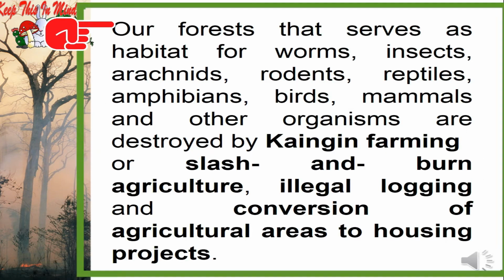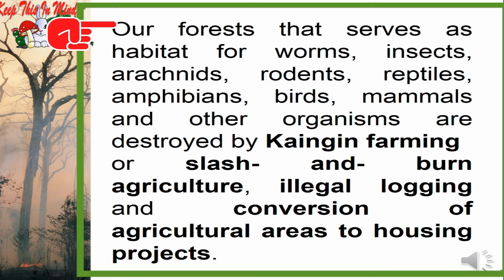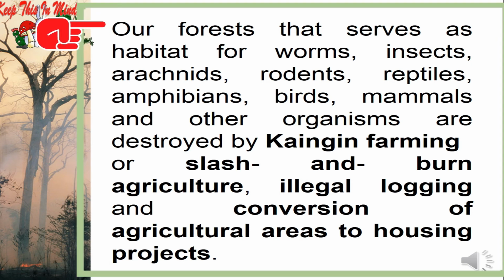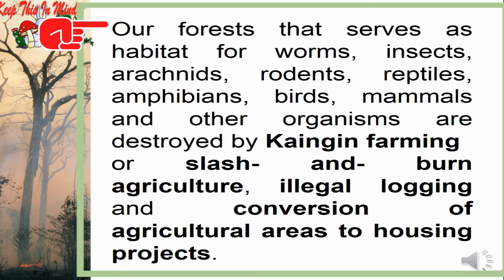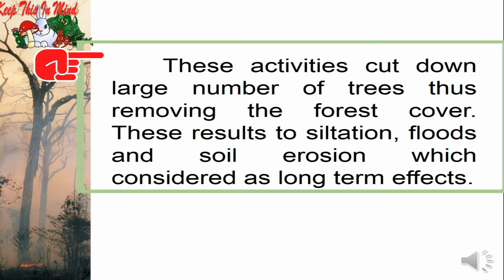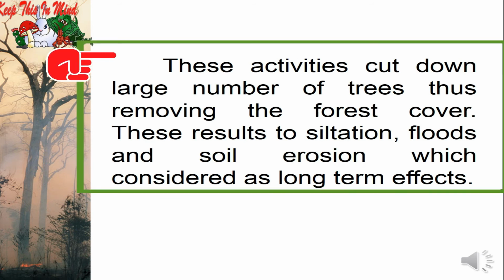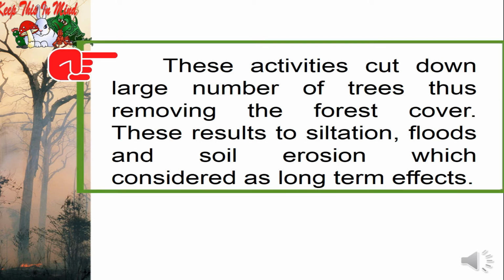Our forests that serve as habitat for worms, insects, arachnids, rodents, reptiles, amphibians, birds, mammals, and other organisms are destroyed by kaingin farming or slash and burn agriculture, illegal logging and conversion of agricultural areas to housing projects. These activities cut down the large number of trees, thus removing the forest cover. This results in siltation, floods and soil erosion, which are considered long-term effects.